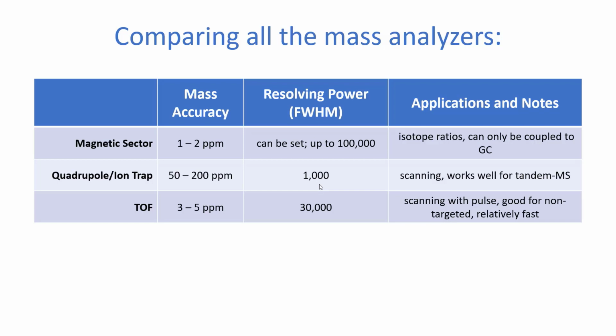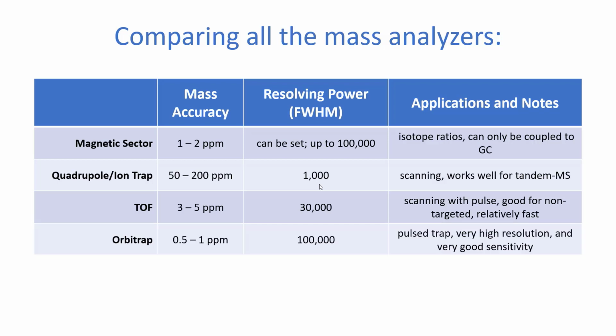Time of flight mass spectrometers have a much better mass accuracy, closer to that of a magnetic sector, but not quite as good, and a pretty decent resolving power. This is what we are looking for when we tune the QTOF, which right now I'm doing. The target, the best, is usually 30,000, but in reality, it usually ranges between 20 and 30,000, depending on the ion in the system. This is the kind of resolution we need for larger molecules like proteins and oligonucleotides that are very similar in mass. These mass specs are scanning with a pulse, and they're very good for non-targeted work, and they're relatively fast, but not nearly as fast as a quadrupole.